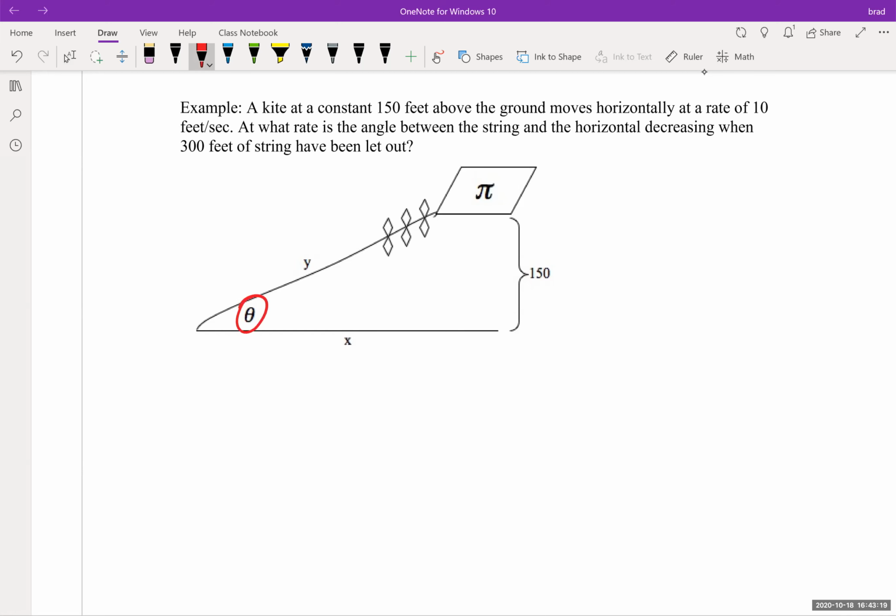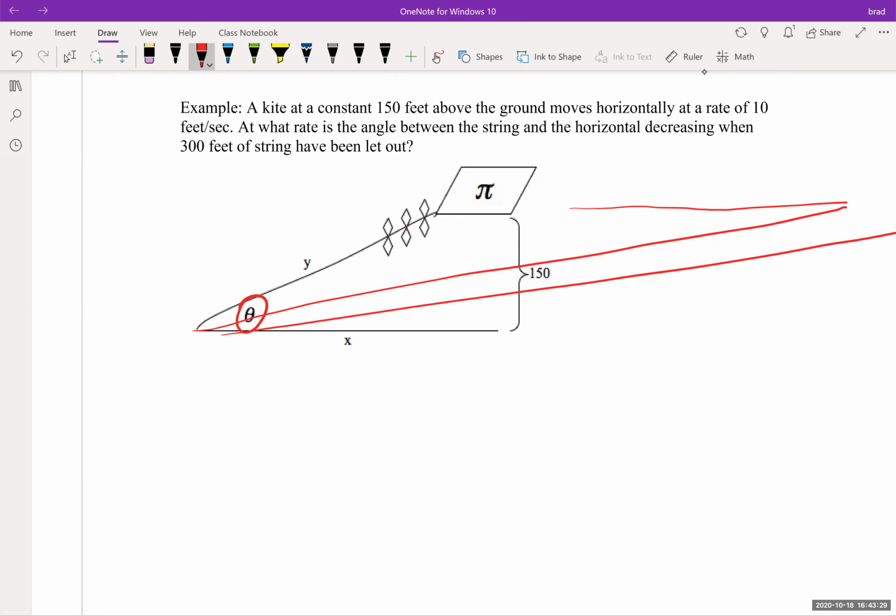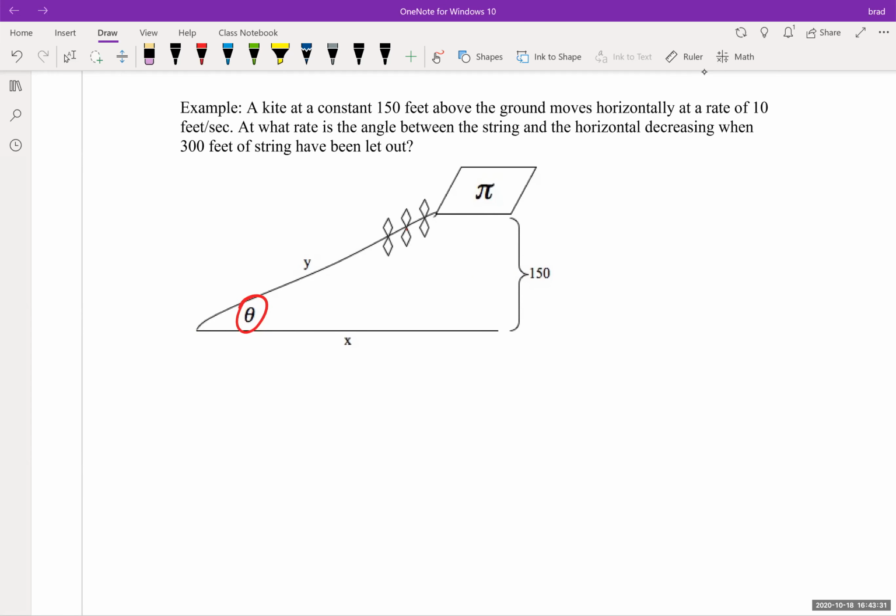This is the angle of concern right here. As you let more and more string out, the kite is staying at a steady height over here, but now the angle from there to there is smaller. If I went further out, the angle would be smaller and smaller. So they want to know what rate the angle is decreasing. This is kind of a drawing, and I'm going to try to stick to the labels that are used in the graph.